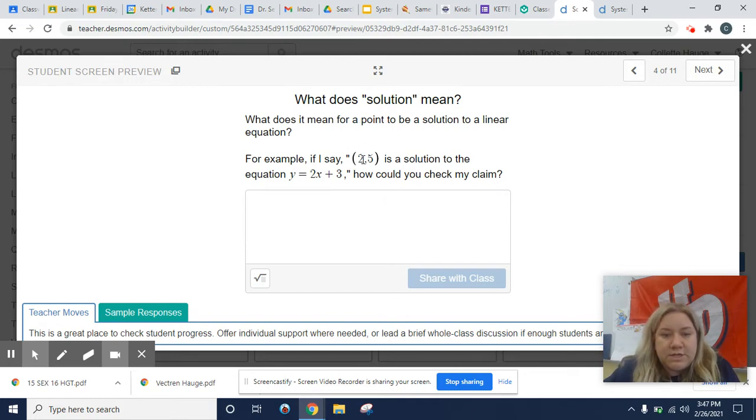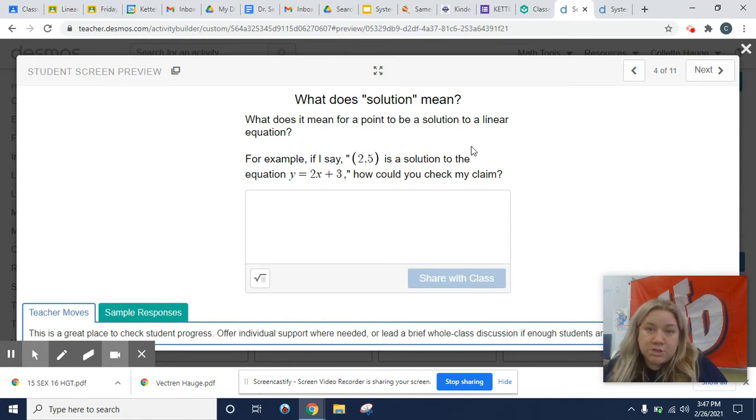So slide 4 is continuing to just have this conversation about what does it mean to be a solution, right? So for example, if I say (2, 5) is a solution to this equation, how could we check this claim? Well, X is 2, right? So 2 times 2 is what? 2 times 2 is 4 plus 3. So it's 4 plus 3. Is 5 equal to 7? I don't know. So you're going to put here what you think about that, if (2, 5) is a solution to this, okay?